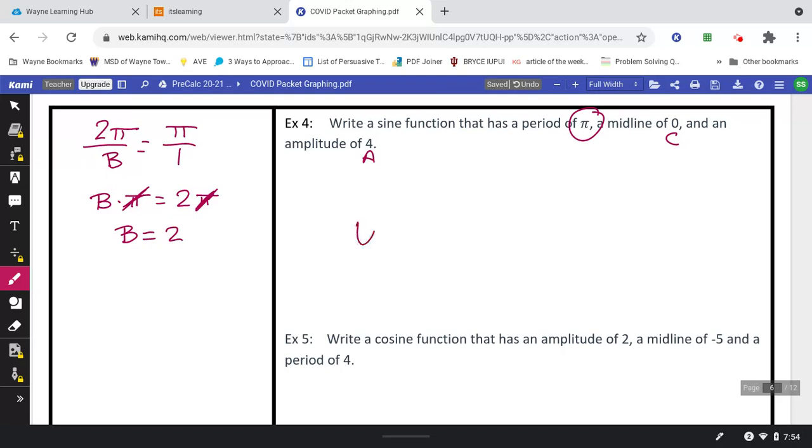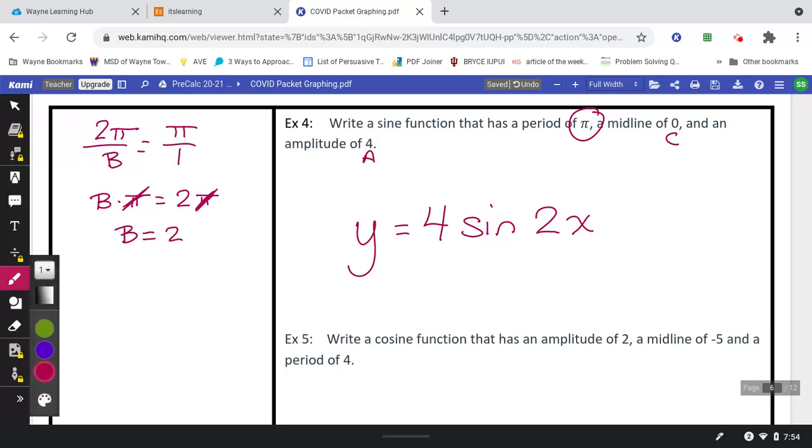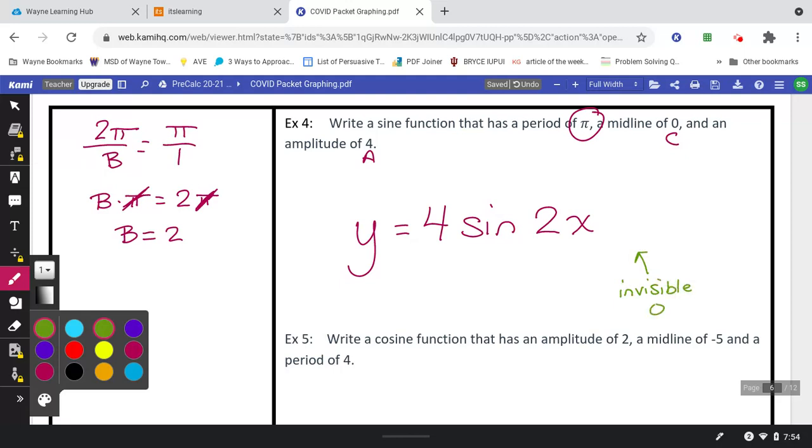So sine function, y equals, or f of x equals. Amplitude of 4, that goes first. Sine abbreviated to sin. We'll put the b in front of an x. Don't forget the x. And then the midline of c you don't need because it's a 0. So again, maybe you make a note. Invisible 0 there.